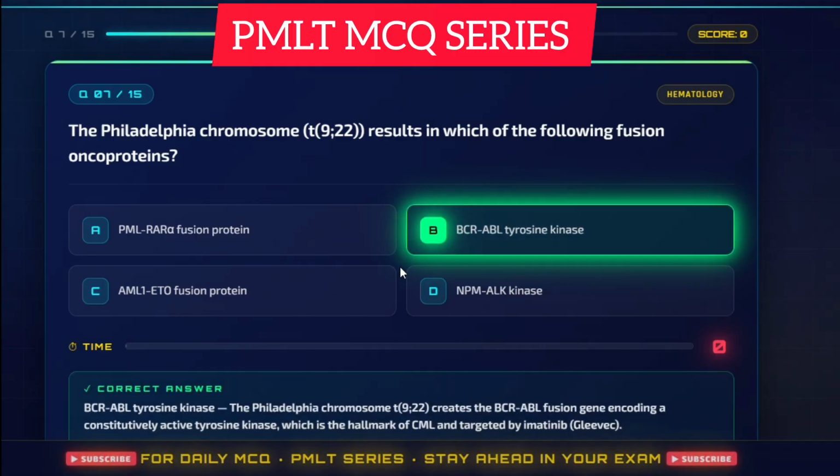The correct answer is B. The Philadelphia chromosome t(9;22) creates the BCR-ABL fusion gene encoding a constitutively active tyrosine kinase, which is the hallmark of CML and targeted by imatinib, Gleevec.